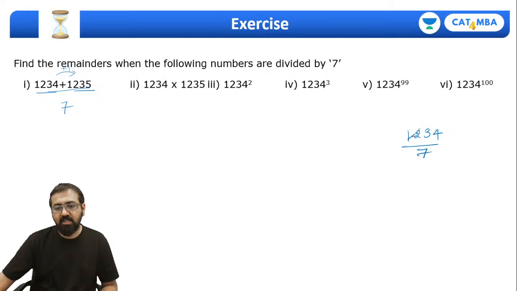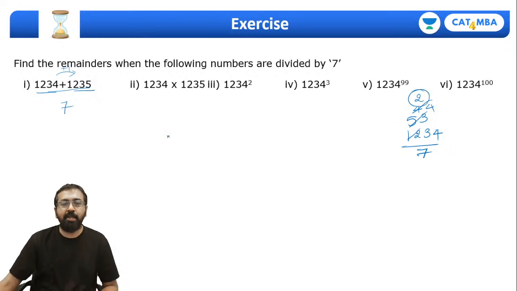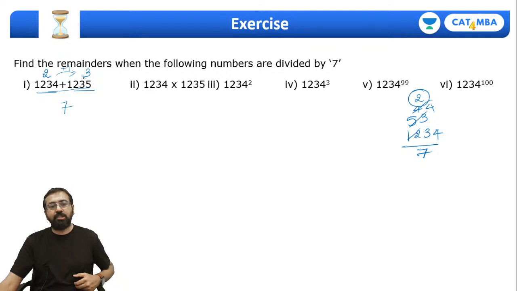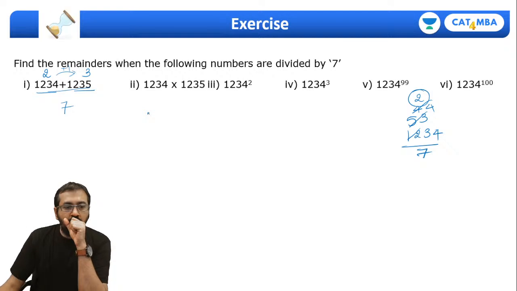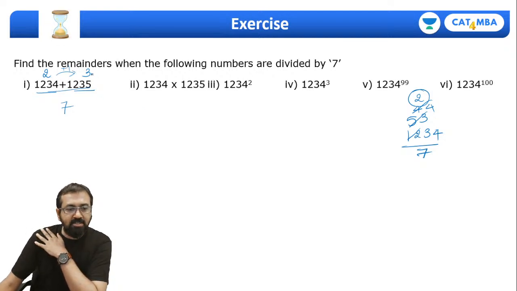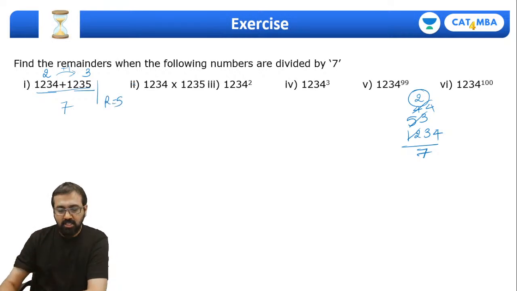So 7 ones are 7, 7 sevens are 49, 7 sixes are 42. So we got 2 as the remainder, isn't that so? I'm just solving to get the remainder. I don't want the quotient. So this remainder is 2. So what should be the remainder over here? It should be 3. Correct? So what is the final remainder? 2 plus 3, 5. Okay, so 5 is your remainder over here. Everyone, have you understood this?